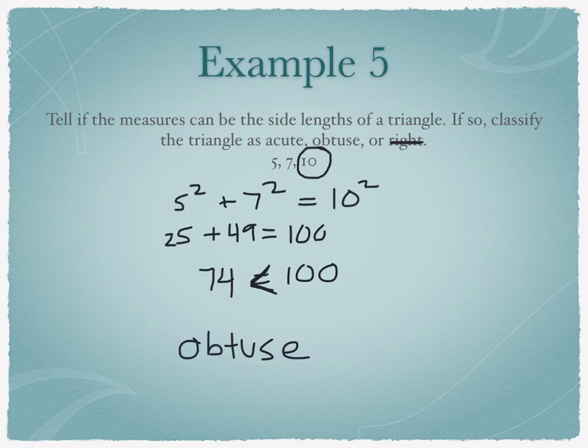So remember, focus on which one's the bigger one. If the c squared is the bigger one, it's obtuse. If c squared is smaller, it's acute. So since c squared is the greater, it's obtuse.